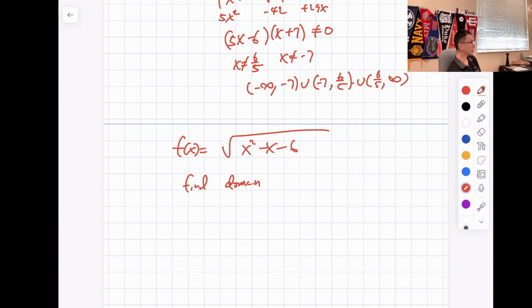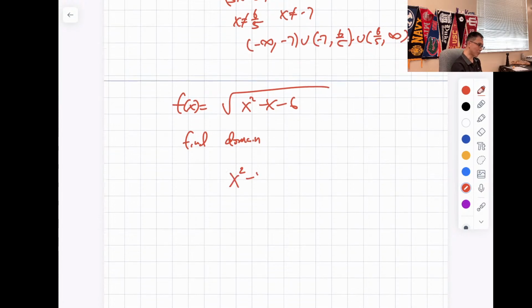Yes, Isaac? Would it be all real numbers? Nope. Imagine if I were to plug in 0 for x, it would be the square root of negative 6. Is the square root of negative 6 a defined value? No. You cannot square root a negative number. Sophia? It can be negative. It cannot be negative. So how do I find the domain?